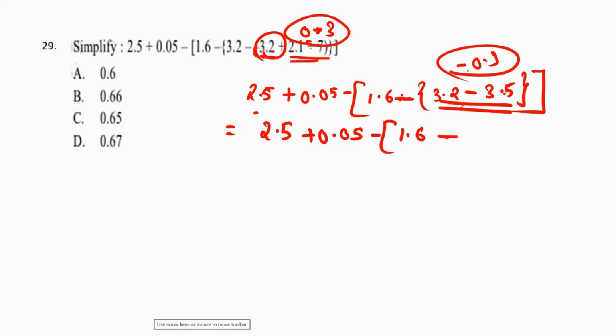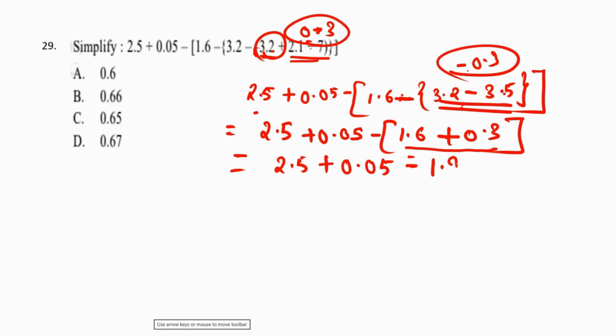So minus becomes plus 0.3 over here. 2.5 plus 0.05. Now, if we solve this, it's 1.9. So minus of 1.9 coming up over here. 2.5 added to 0.05 is 2.55 minus of 1.9. This is nothing but 0.65 as the answer. Where do we have it? Option C, hence that's the required answer.